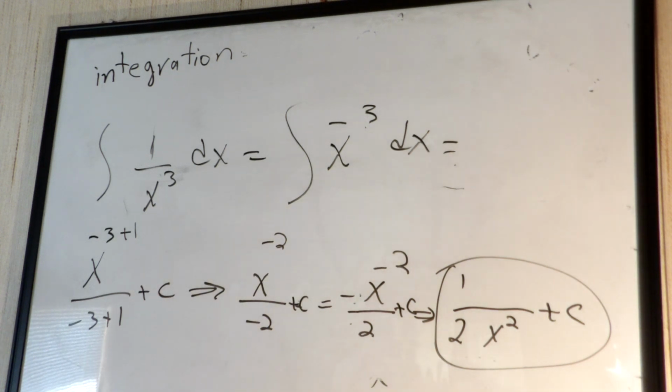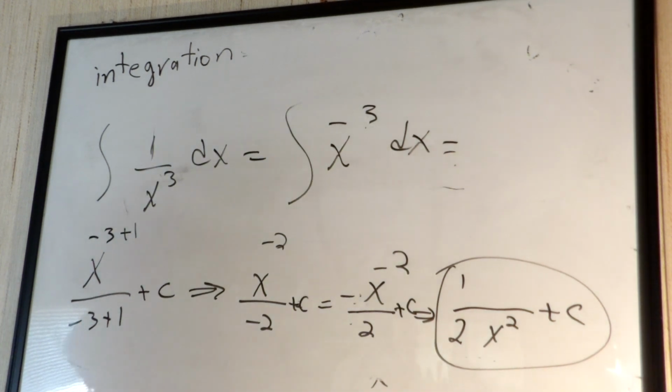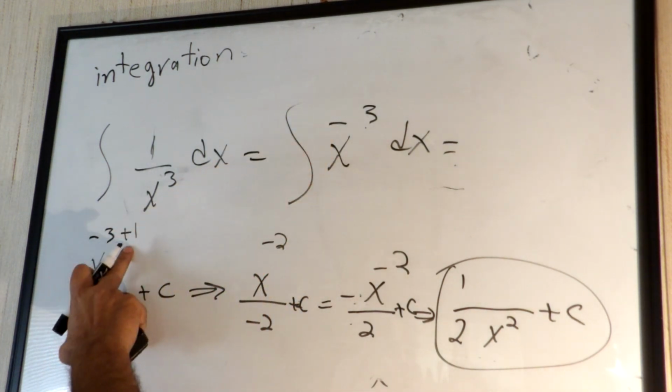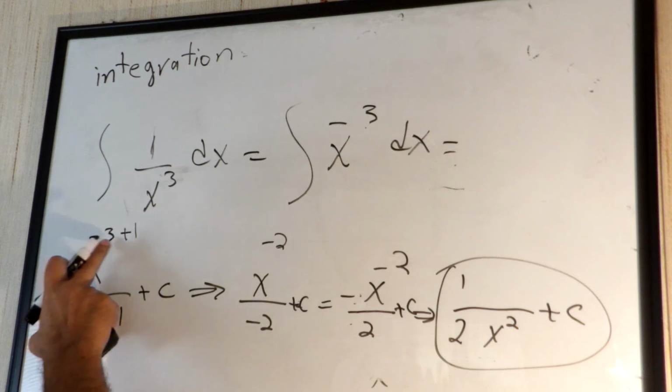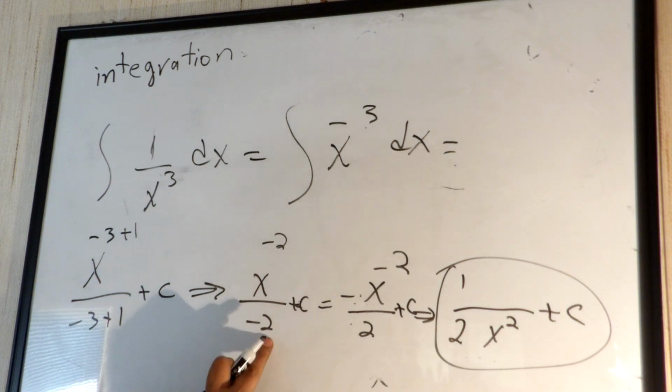Okay. So there are some more examples here. So what we did, we add 1 to this exponent. Minus 3 plus 1 is going to be minus 2, minus 2 here, and then minus 2. We can write it this way.